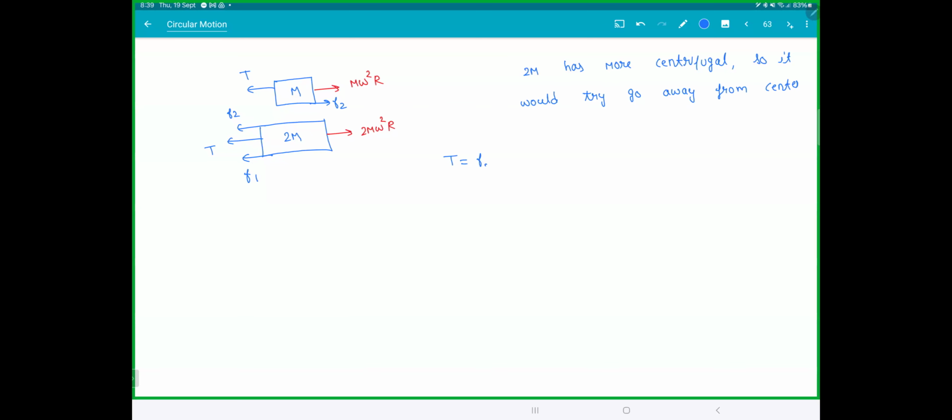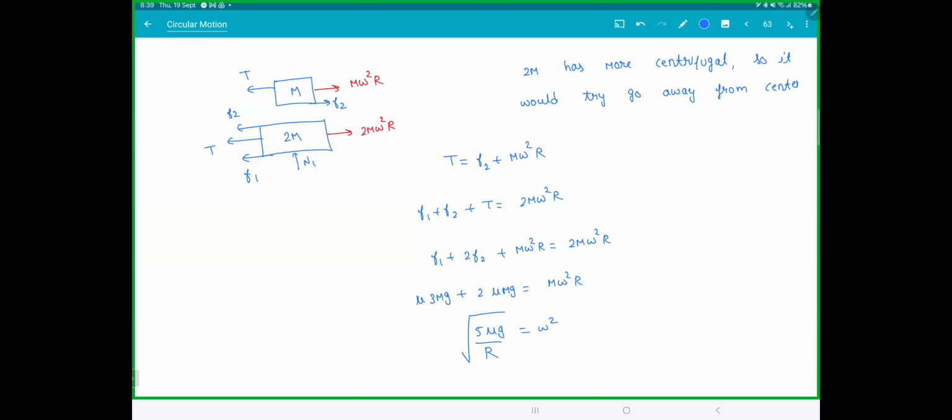So tension will be equal to F2 plus m omega square r. And here F1 plus F2 plus tension is equal to 2m omega square r. Substitute tension here. We get F1 plus 2F2 plus m omega square r is 2m omega square r. F1 is nothing but the friction on the ground, so you should take this N1, which is mu into 3mg. F2 will depend only on that mg. So 5 mu mg is equal to m omega square r. So omega square is 5 mu g by r. So that's just a root.